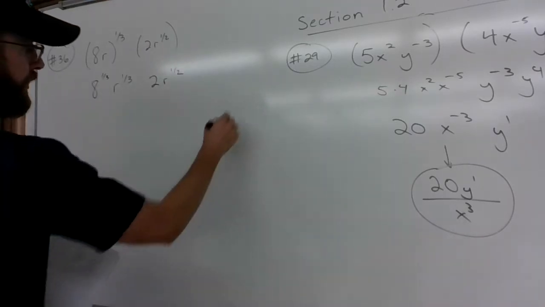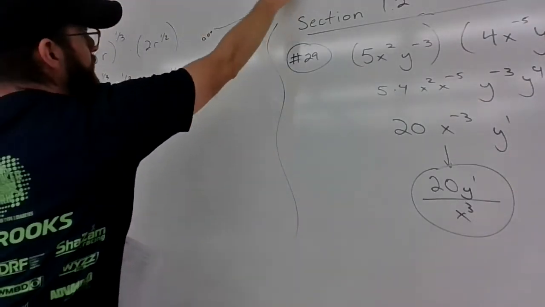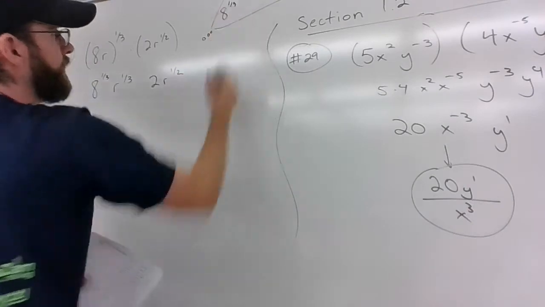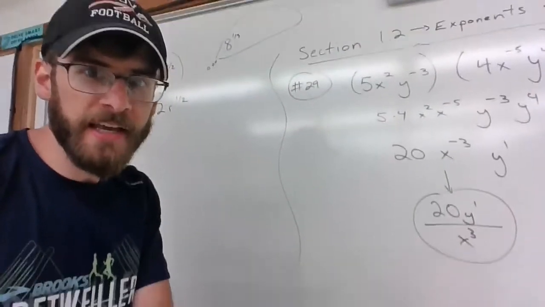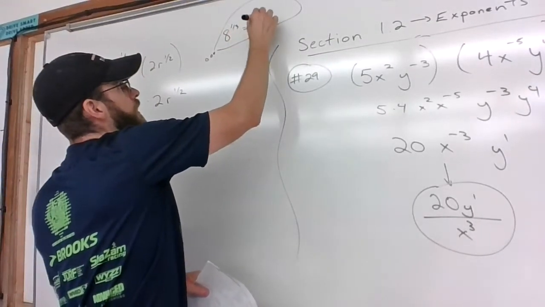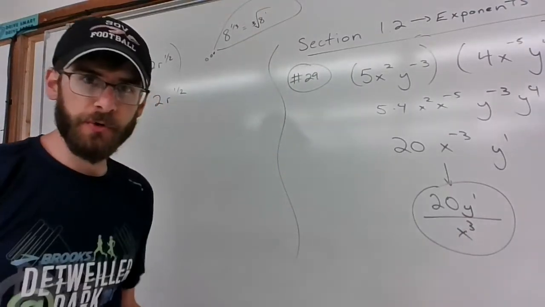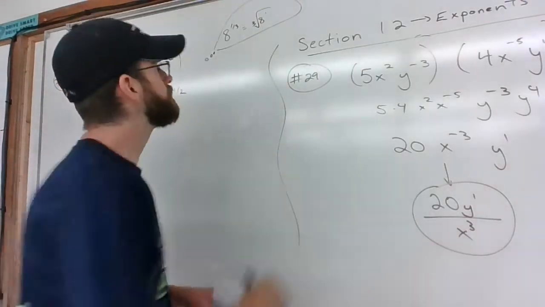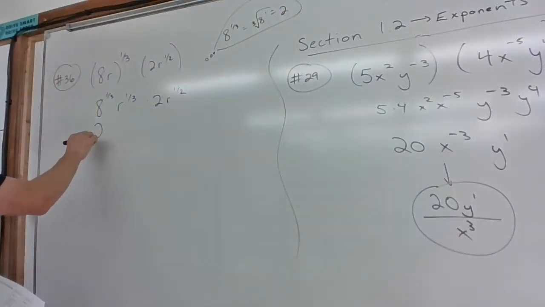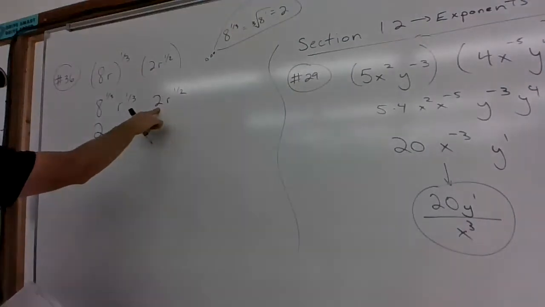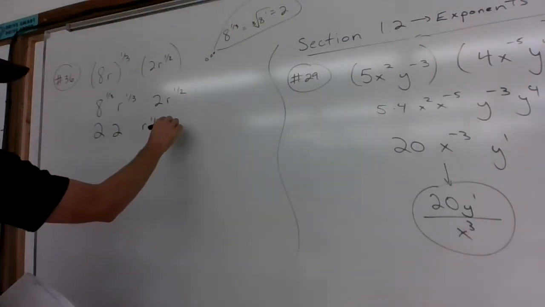8 to the 1/3, here's sort of like a thought bubble about 8 to the 1/3. Remember, this is 8 to the first power. Oh boy, you can't see that. Now you can. And it's the cube root of that. Oh, what's the cube root of 8? Well, 8 is 2 times 2 times 2. So it's just 2. So it's 2 here times the 2 there times these two powers multiplied together.